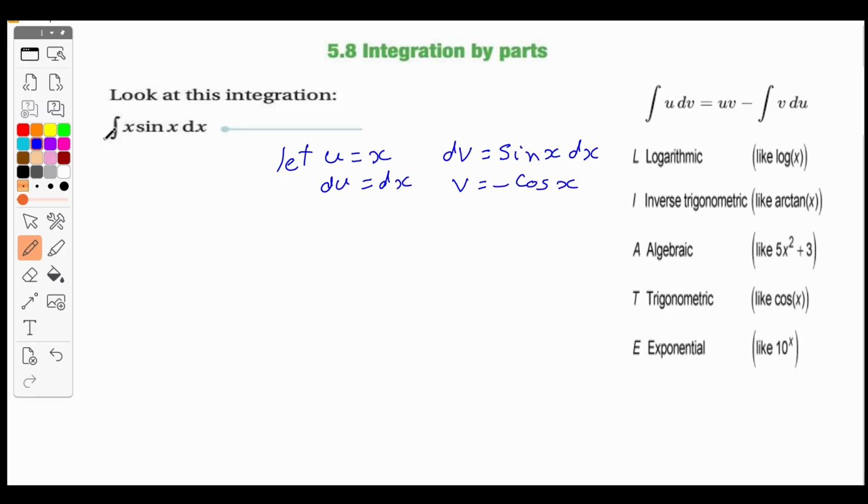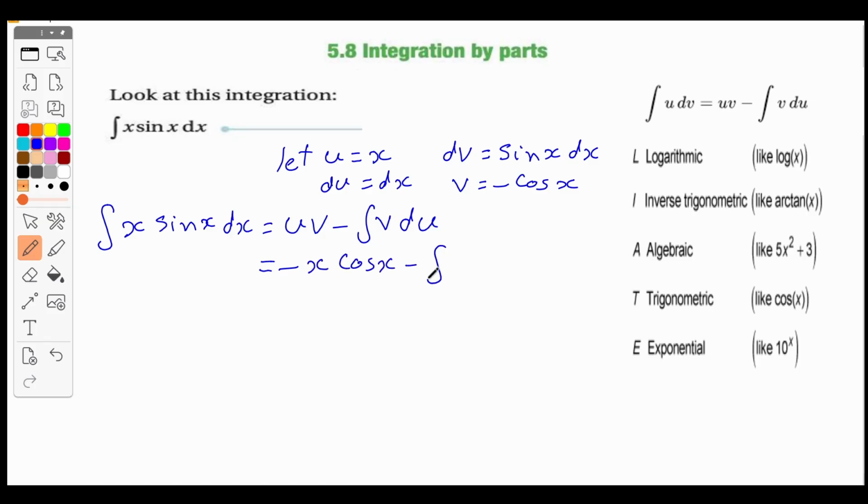Okay, so this integral, the integral of x sine x dx, is equal to the integral of u dv, which equals uv minus the integral of v du. Now let's plug in. We should multiply u times v. u here is x and v is negative cosine x, so it will be negative x cosine x.